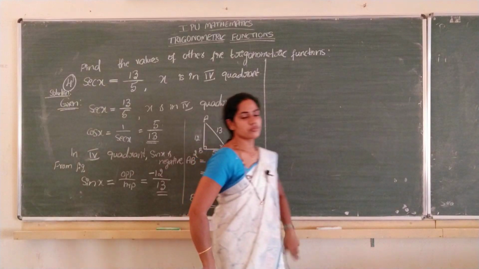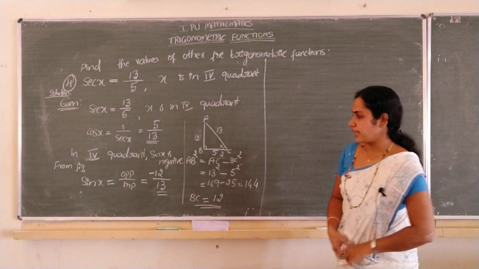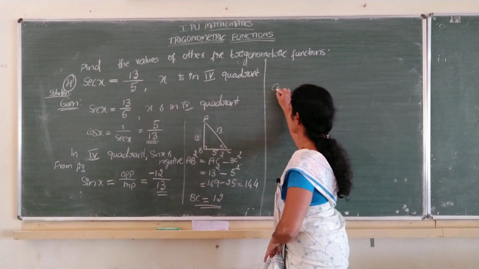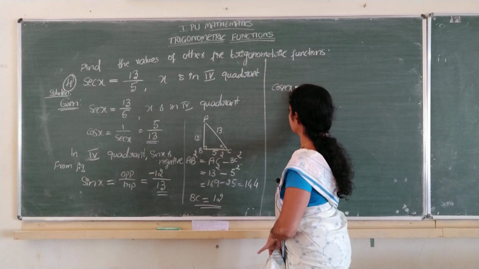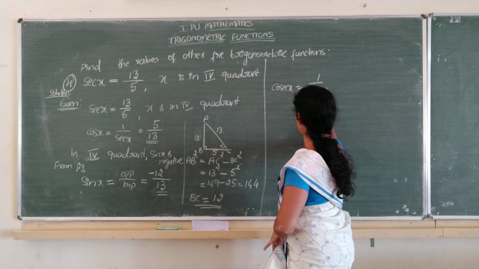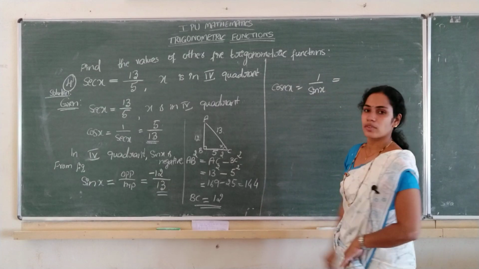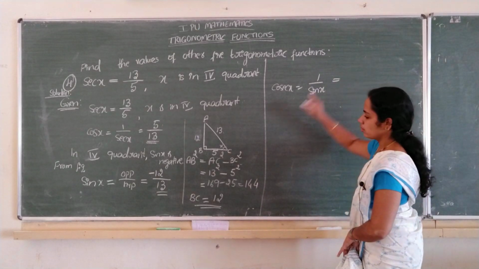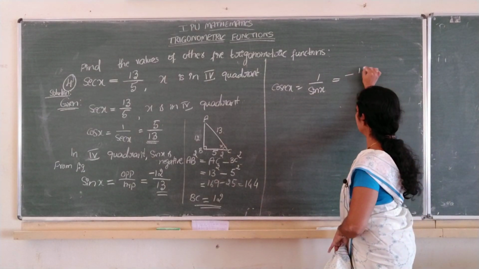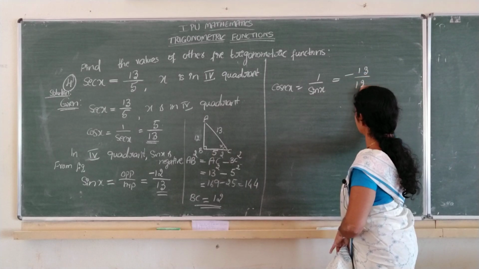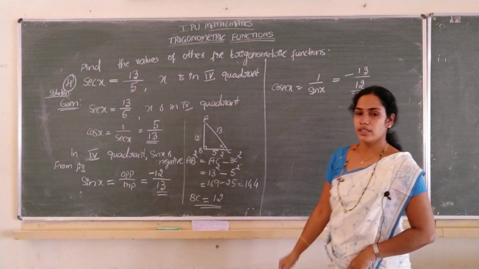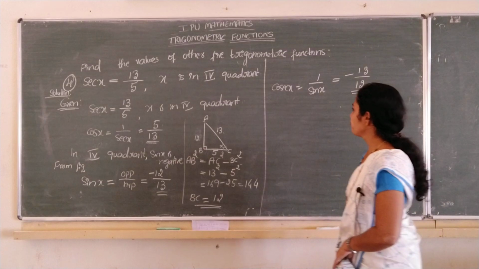Now if we know sin x, directly we can write cosec x. Cosec x is 1 by sin x, okay. This is the reciprocal of that, that is minus 13 divided by 12, okay.